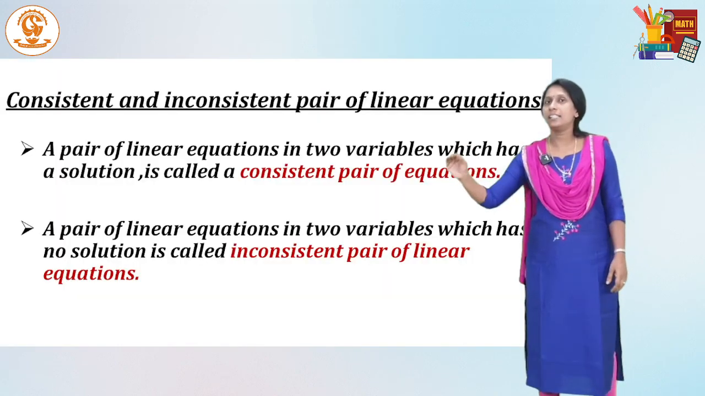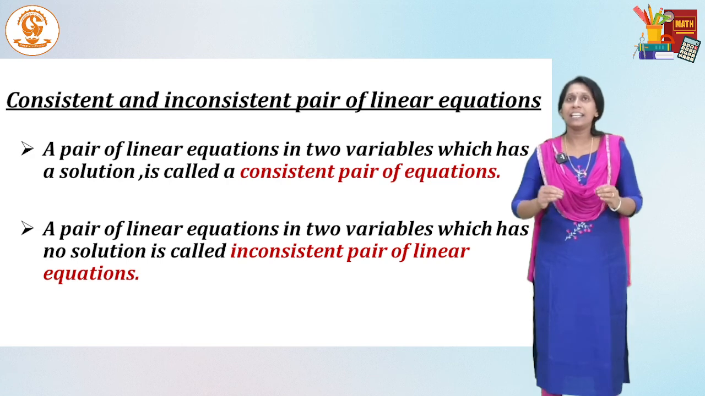Very good, Rashad. It is the correct answer. A1 by A2 not equal to B1 by B2 means intersecting lines, isn't it? Okay, very good. Now we can discuss more about this. Now, when the pair of equations has a solution, what does it mean? It means that the pair of equations is consistent, isn't it?